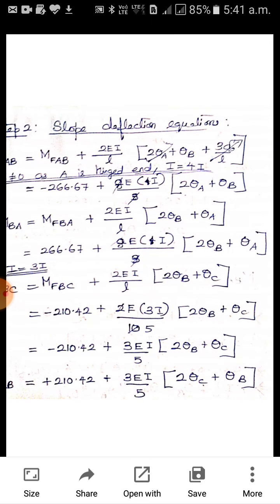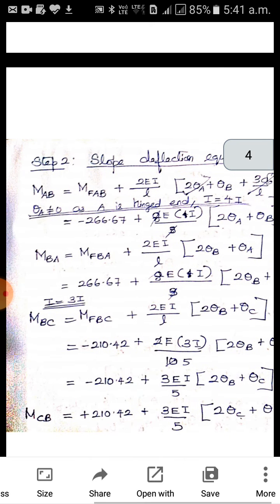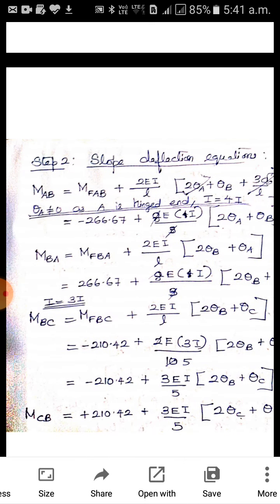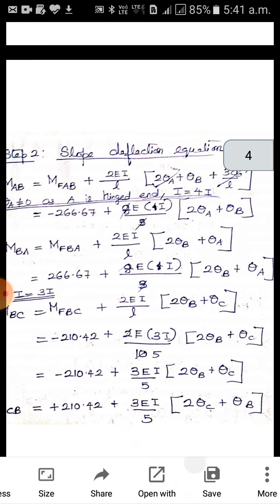I equals 4I. See here, MFAB has substituted values, 2EI. In the place of I it is 4I. 4I into 2 is 8I, so 8EI by L, and L is again 8 meters, so the 8 cancels, into 2 theta A plus theta B. This is the equation for MAB. MBA is again MFBA plus 2EI by L, again in the place of I, 4I, into 2 theta B plus theta A. So substitute the values.